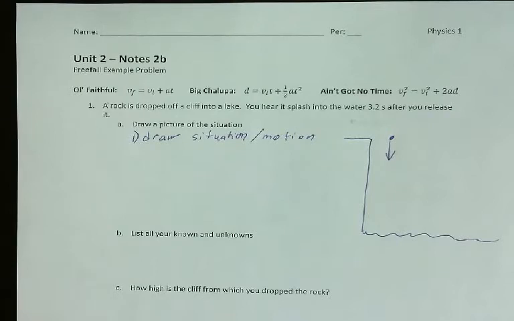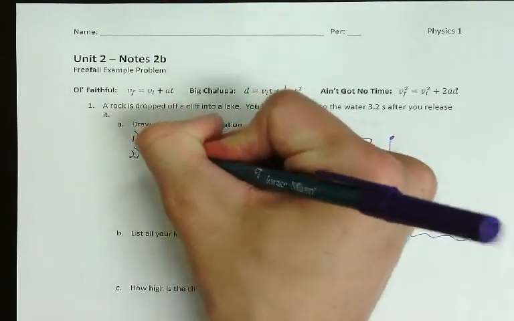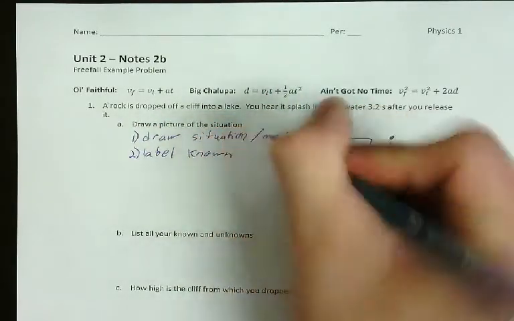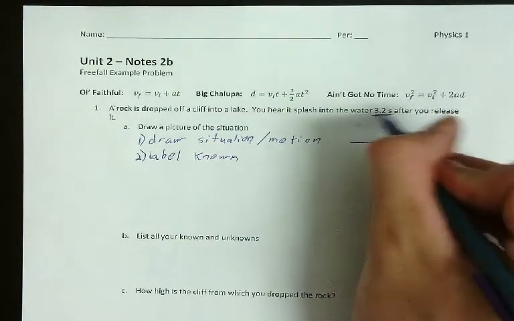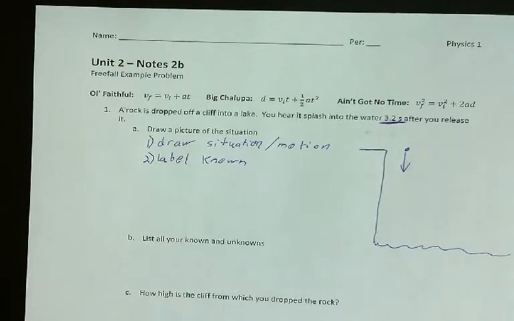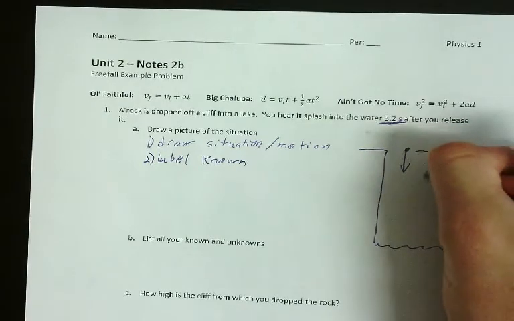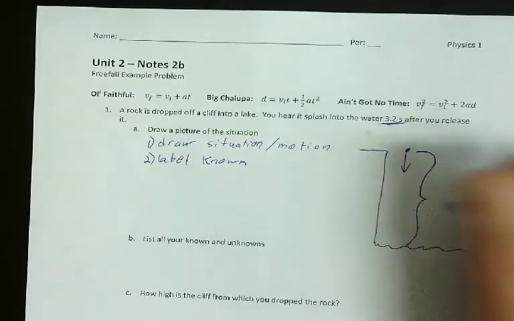Once you've drawn that, the next thing you want to do is label the known values. So I look in the problem, and I see 3.2 seconds. So that's a time. Now, time is hard to draw because it doesn't have a direction. So the way I draw time is I make a little bracket starting where it was and going to where it hits. And I write t equals 3.2.